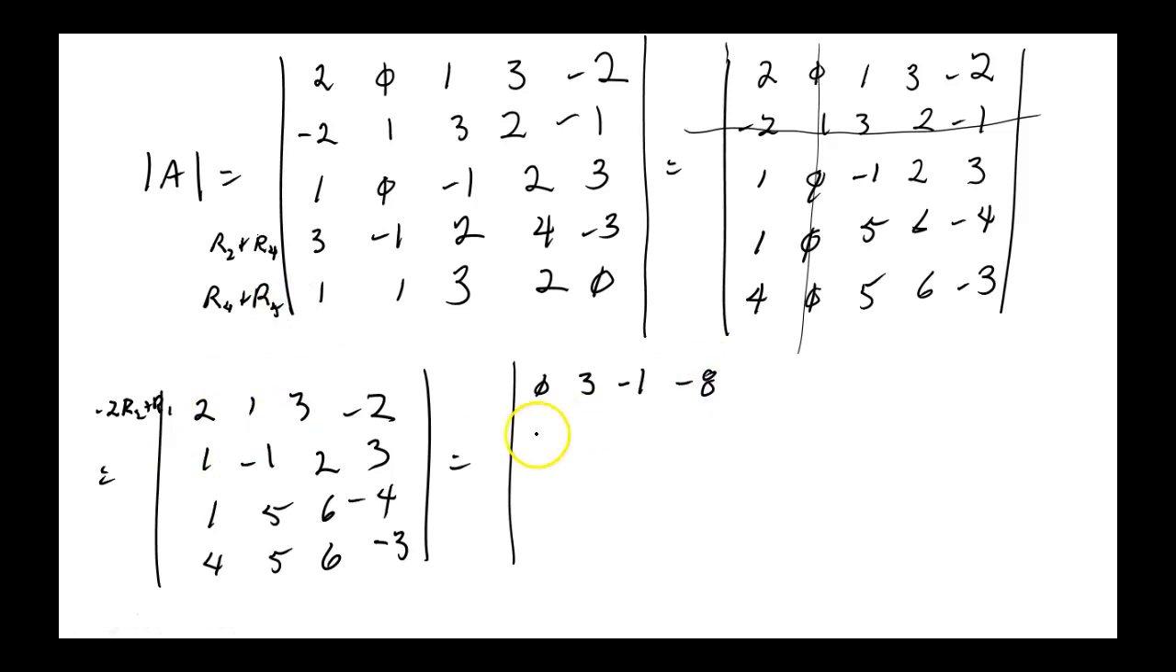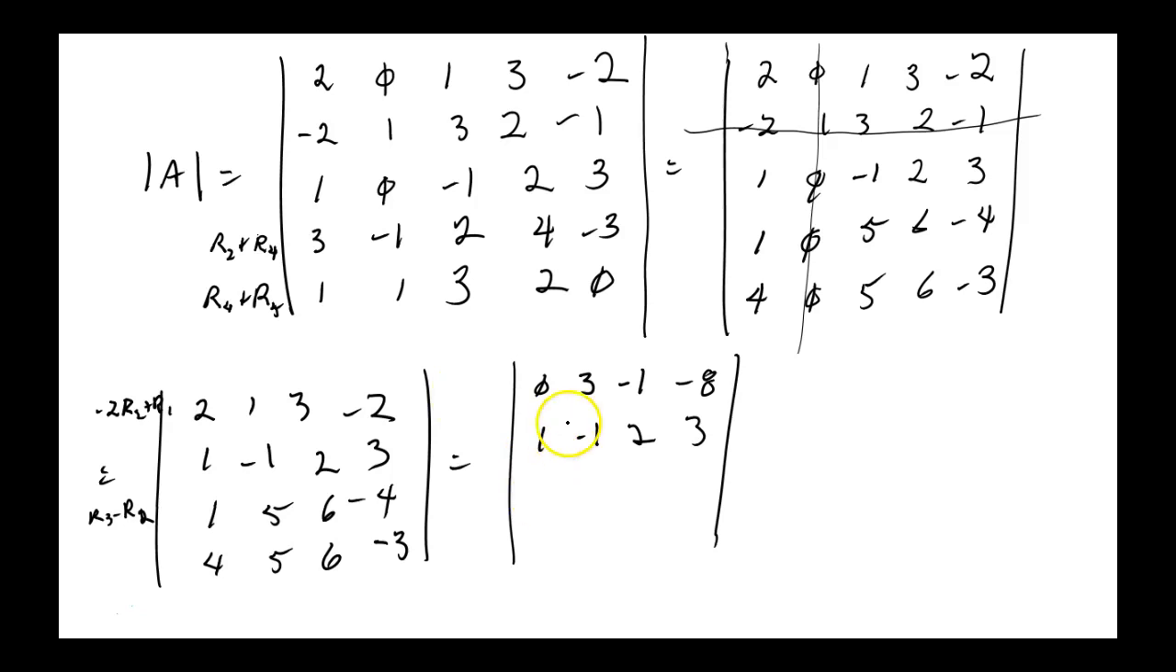Okay, we'll leave the second row alone: 1, negative 1, 2, 3. Okay, and then here we'll do row 3 minus row 2. You could have said minus row 2 plus row 3. I just found it easier to write that way.